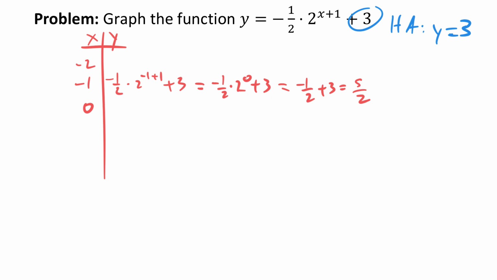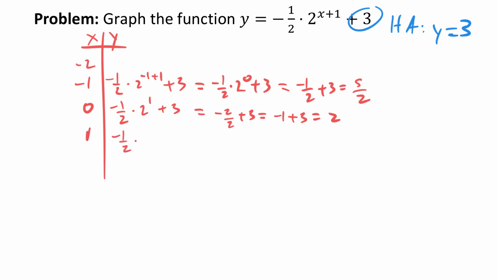All right, let's try here. Negative a half times 2 to the 1, plus 3. So that's negative 2 over 2 plus 3. Negative 1 plus 3, or 2. And here we've got negative a half. Oh, this is going to look nasty. You know what? I think I might do 1.